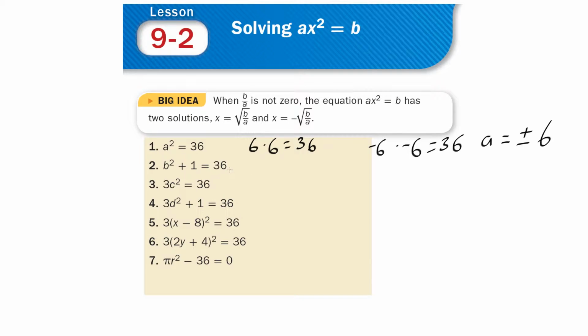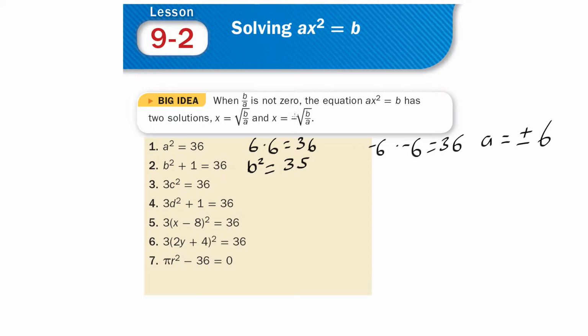We've got a little bit of a different problem here with b squared plus 1 equals 36. So what might we do here? Let's take a look at it. We could have two possible values for b squared, right? It's a plus or a minus, but I've got this plus 1. So, algebra, I can just get it out of the way by subtracting 1 from both sides of the equation. So b squared equals 36 minus 1, which is 35.